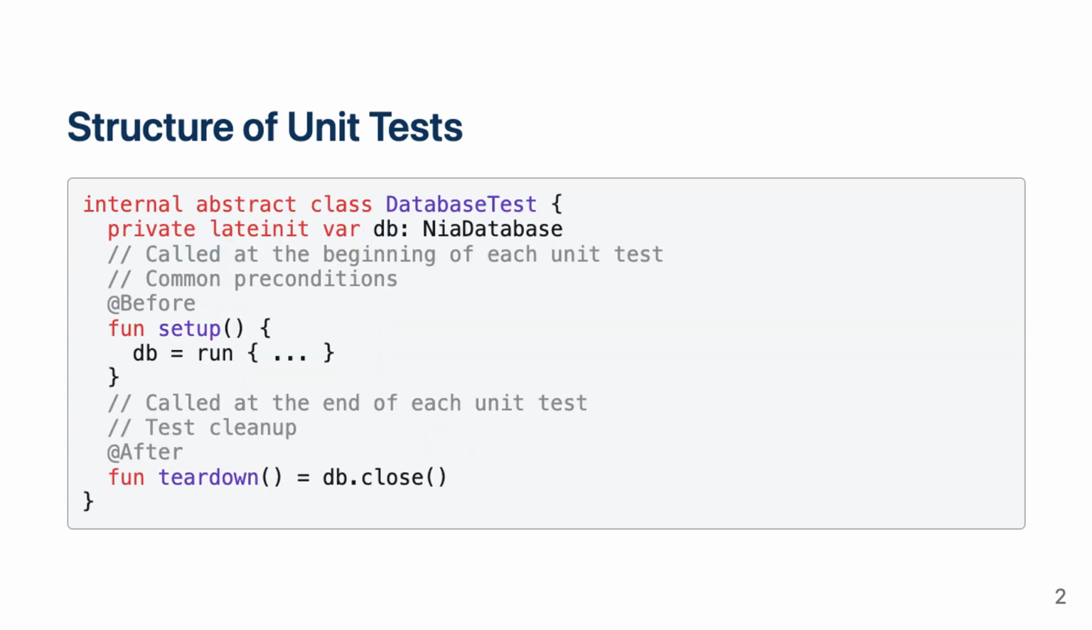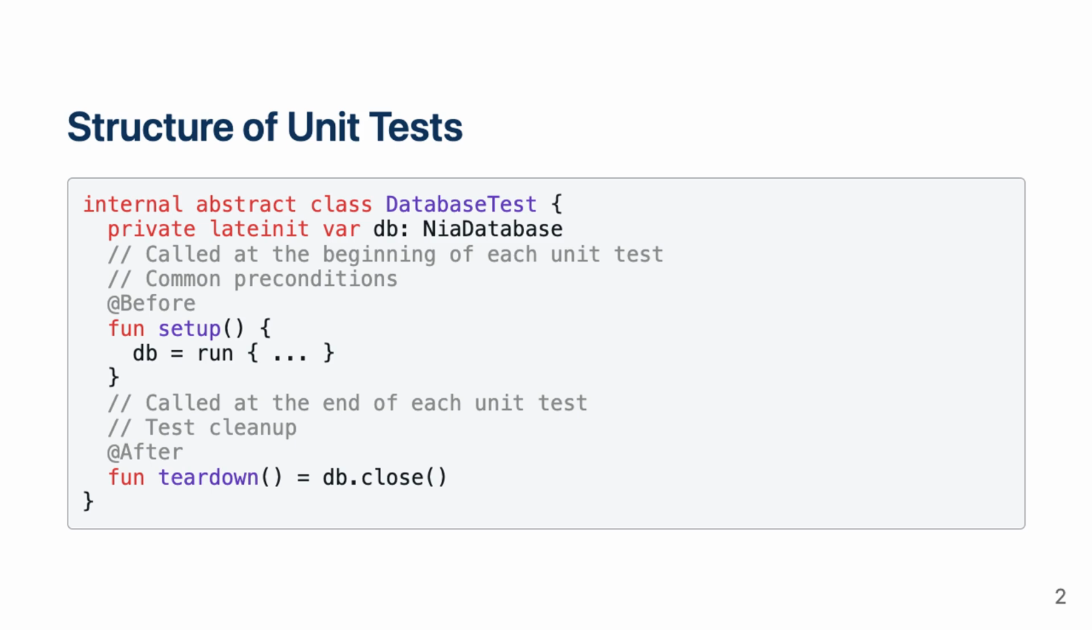Next, we'll look at the database test class. This is used as the parent class for the topic DAO test we looked at earlier. In that before annotation, we implement common preconditions that are executed at the start of each unit test. In this example, a database instance is initialized.